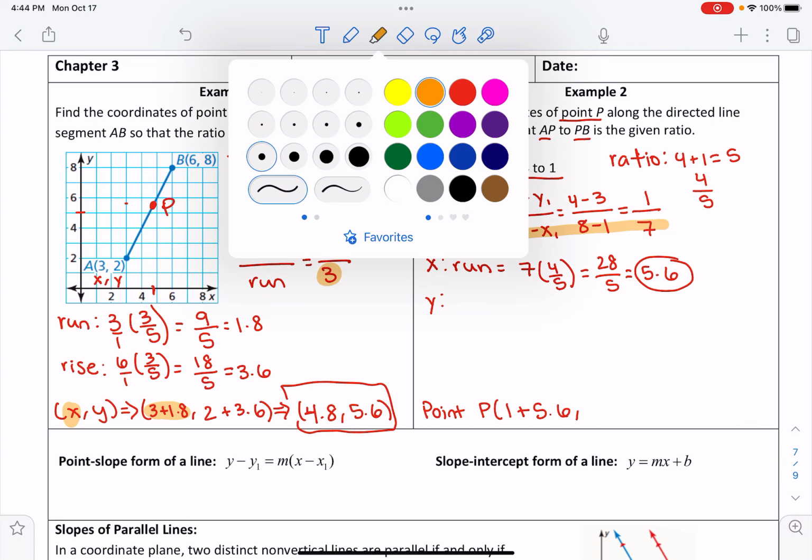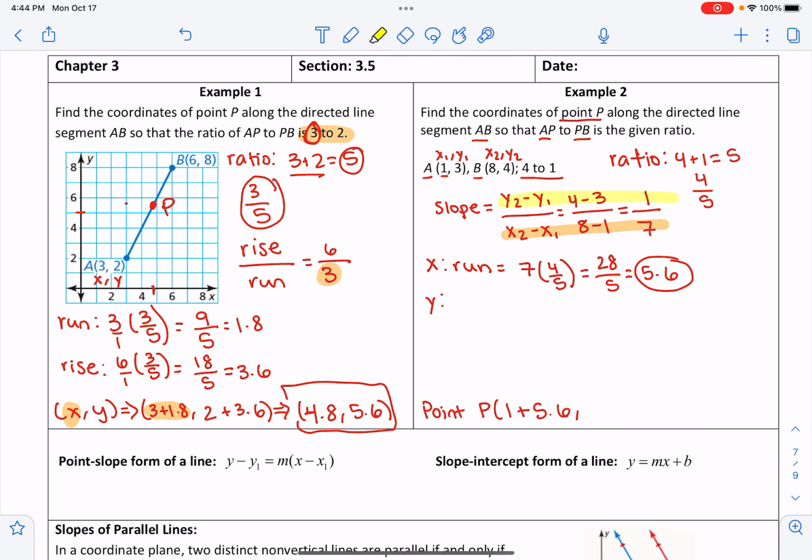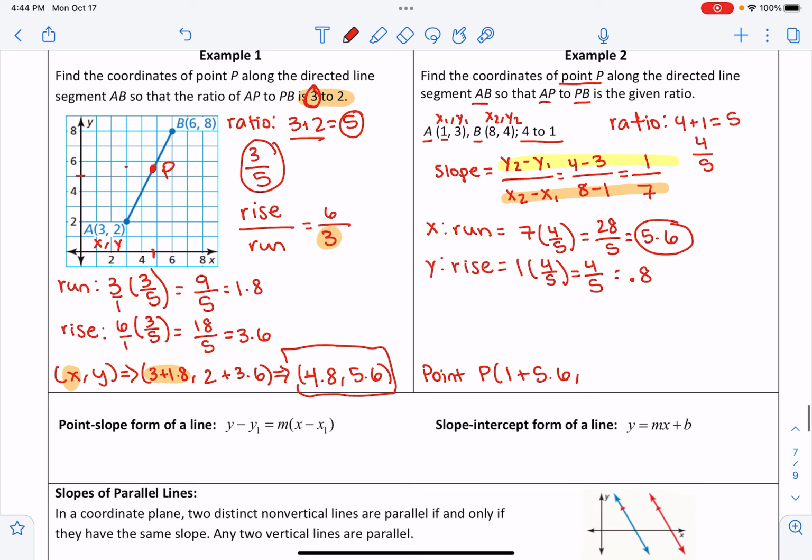So our y calculation here, which is going to be our rise, was 1. And we want to go 4/5 of that. So we end up with 1 times 4/5, which is 4/5. 4 divided by 5, 0.8. And decimals are going to help us out a lot here. Now our rises are y's. So again, we started at A, so we need to use the y from our A, which is 3. And to that, we're going to add on 0.8. So our coordinate for point P is going to be 6.6, comma, 3.8.